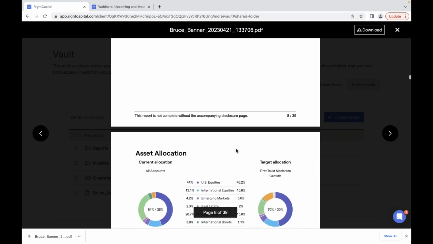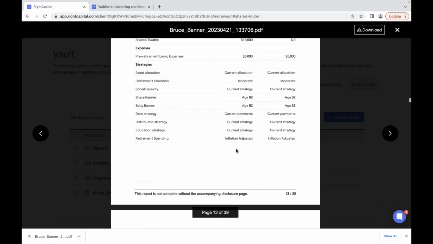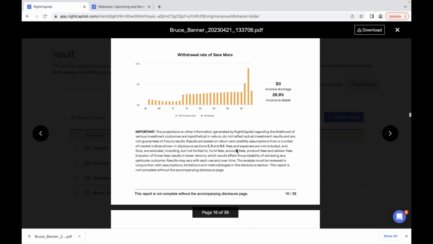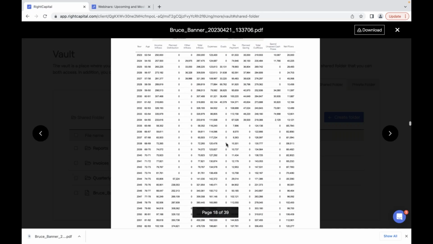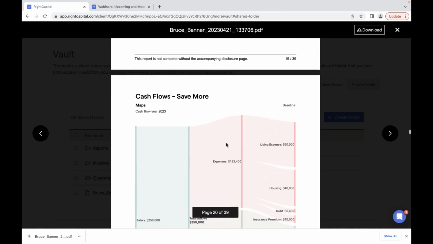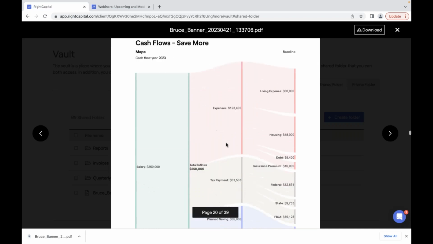Apologize, I'm going to scroll fast to get to the cash flows here. So here we might then see, for example, my cash flow summary. I might then see the waterfall, which I toggled on next, and then some additional supporting information.